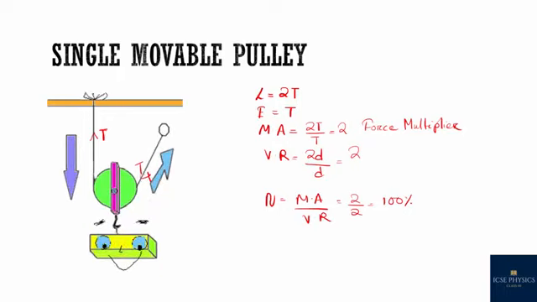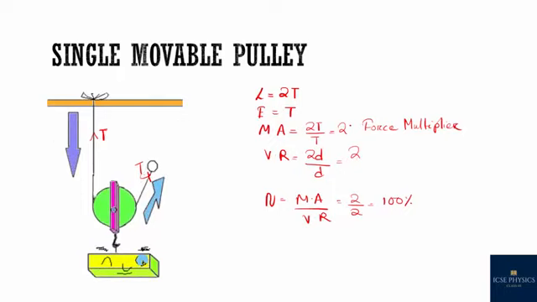But in actual practice, the efficiency is always less than 100% and the mechanical advantage is always less than 2. But the velocity ratio in actual practice also remains 2. Whereas in practical machines, mechanical advantage and efficiency will be reduced, but the velocity ratio always remains the same.